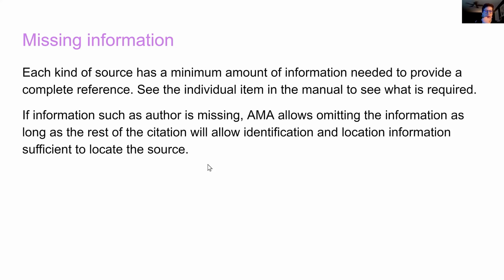We'll see one in a minute here, though, to show you. If you do have missing information, each kind of source has a minimum amount of information that's really needed to provide a complete reference. So look up those individual items within the AMA guide just to make sure that you're doing all the items that are required. AMA is a little bit flexible about omitting some of the information if you cannot locate it. What they really want is for you to do your due diligence in pointing people as best you can to the item that you used so that they can find it and read that information as well.